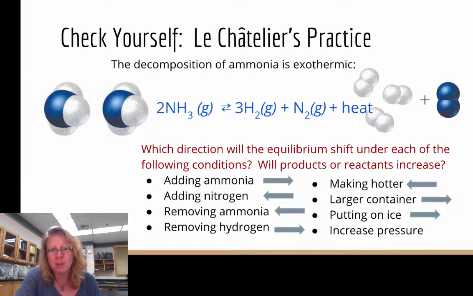And then finally, increasing pressure. So if I take this container and crush it down, again, number of molecules is what's important with pressure, so I'm going to crush it down. It's going to shift towards the side that has fewer molecules. In this case, fewer molecules is on the left side of my equation because there's only 2 ammonia molecules as opposed to 3 product molecules.